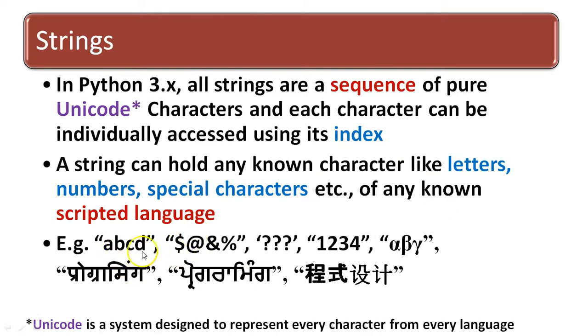If we see A, B, C, D in English within double quotes, this makes a string. Some special characters within the quotes make a string. Single quotes or double quotes hardly matter. And numbers inside the quotes make a string. Symbols, alpha, beta, gamma, even Hindi script, Punjabi, and even Chinese, different scripts are used because of Unicode. They all come under string because they are enclosed in double quotes, right?